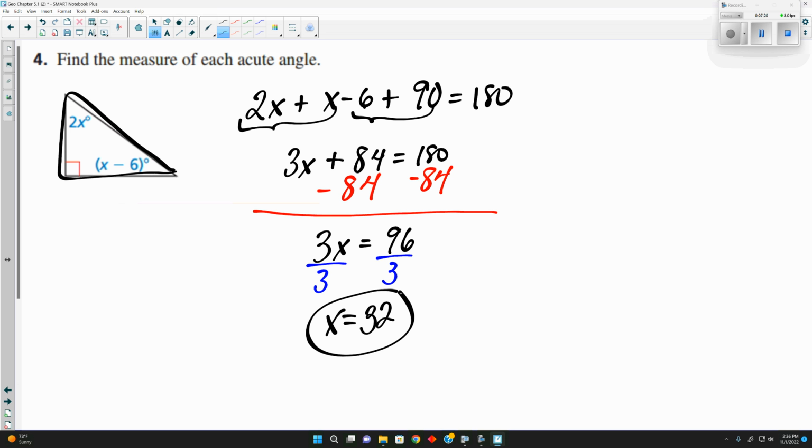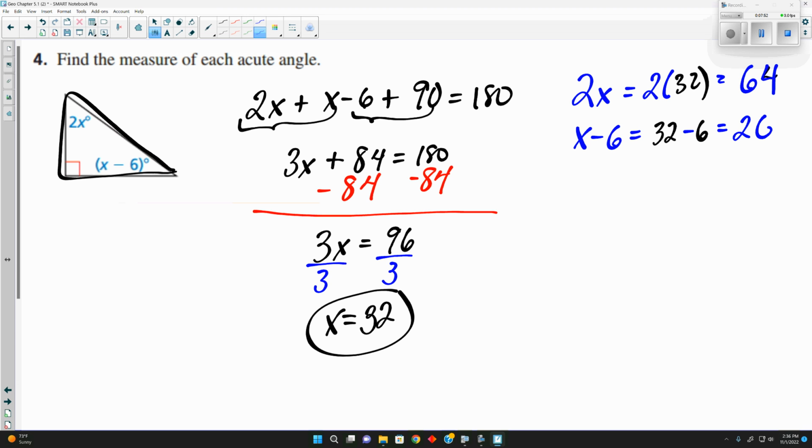So why would we need to plug it in? Because what did it ask? Find the measure of each acute angle. So one of the acute angles is 2 times 32, which is 64, and the other is x minus 6, so our two acute angles are 64 and 26.